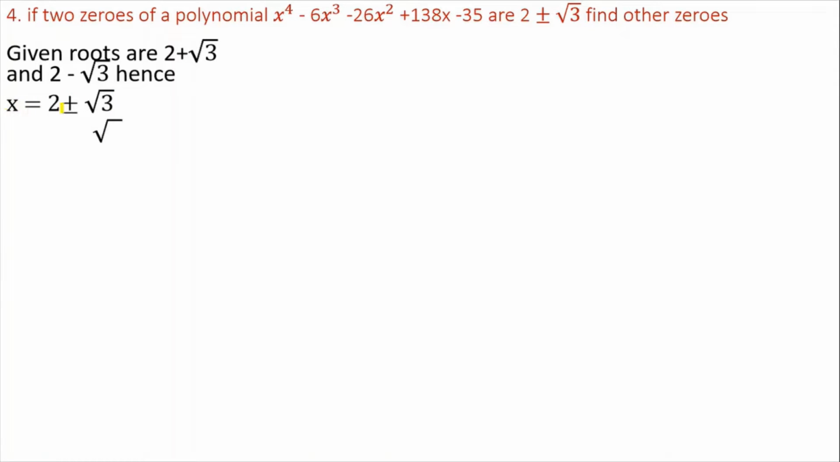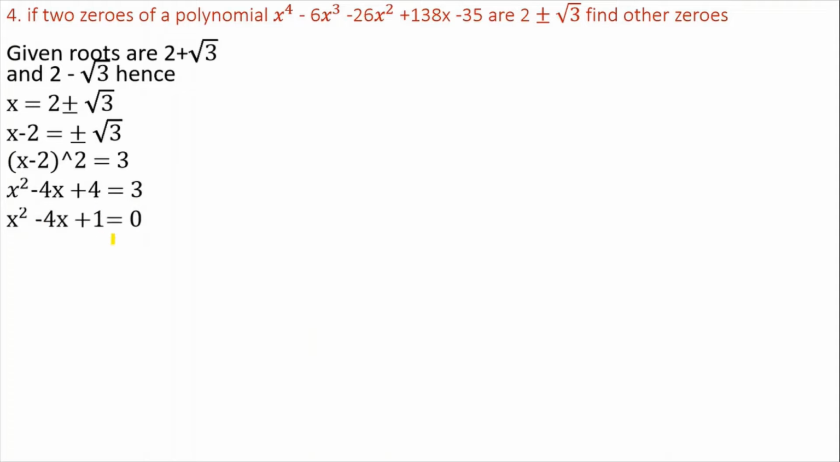From this, x minus 2 is equal to plus or minus root 3, and we have to square both sides. We get x minus 2 whole square is equal to 3. So it is in the form of a minus b whole square, which is a square plus b square minus 2ab. So x square minus 4x plus 4 is equal to 3. This implies x square minus 4x plus 1 is equal to 0.